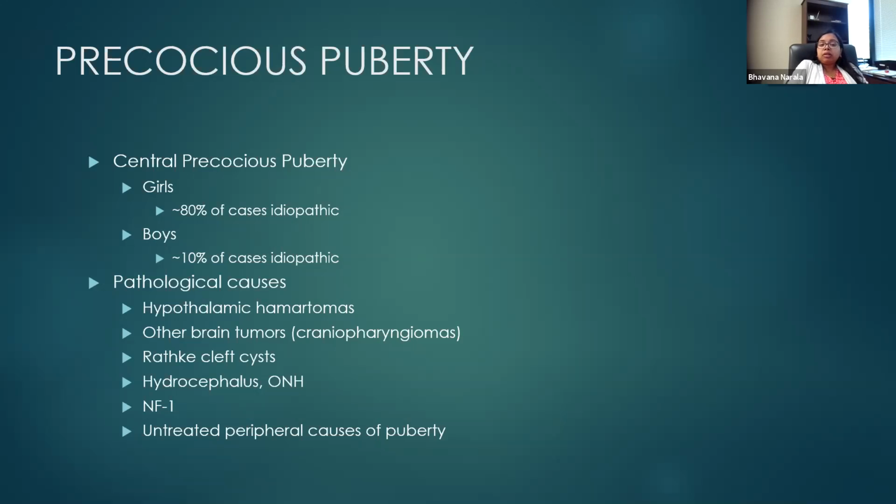So pathological causes are hypothalamic hamartomas, other brain tumors, craniopharyngiomas can also cause precocious puberty, hydrocephalus, optic nerve hypoplasia, neurofibromatosis 1, and then untreated peripheral causes of puberty. So this is, say, for example, they have non-classical congenital adrenal hyperplasia, and they were very non-compliant. So they have all this testosterone running around. That can set off central precocious puberty. So that's why it's very important to adequately and appropriately treat these kids.